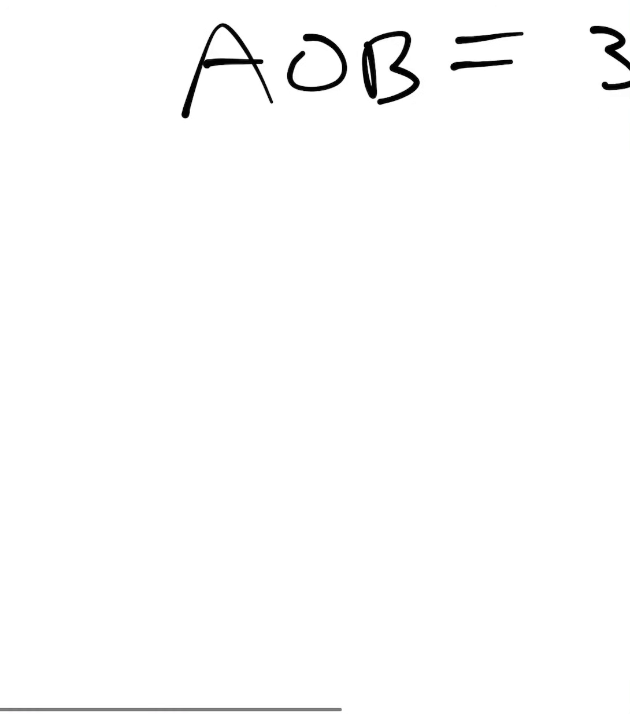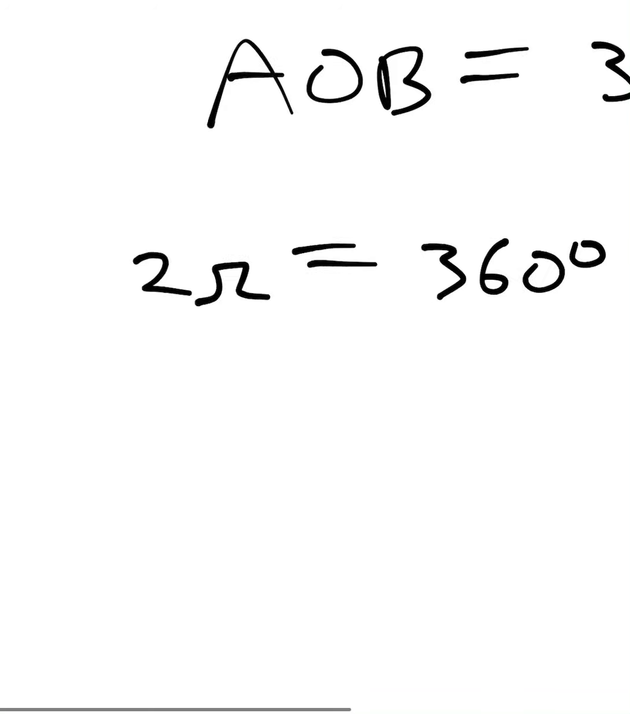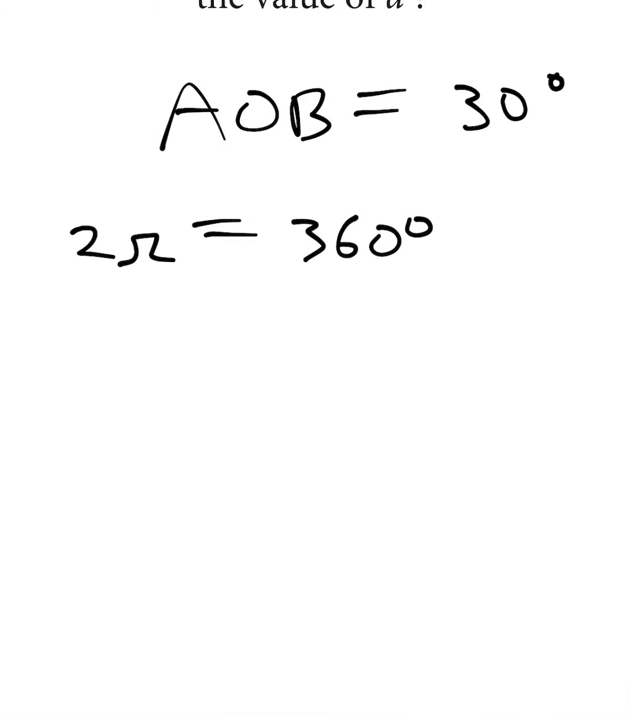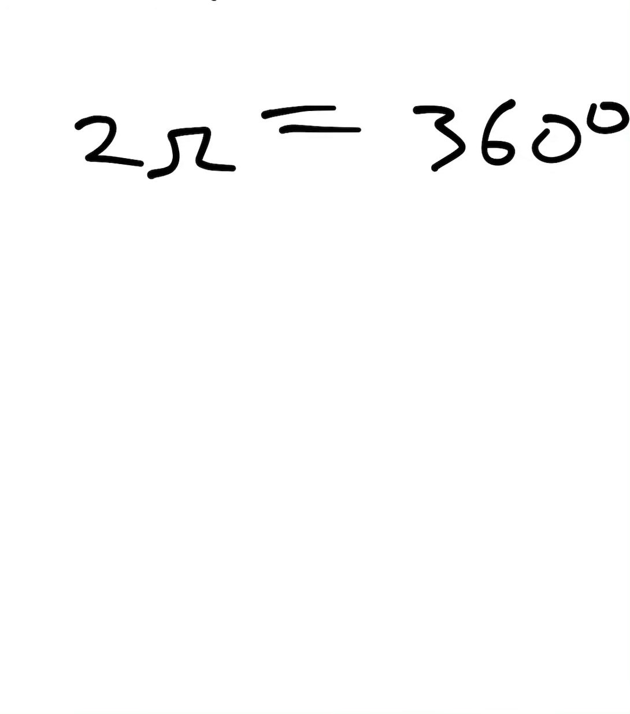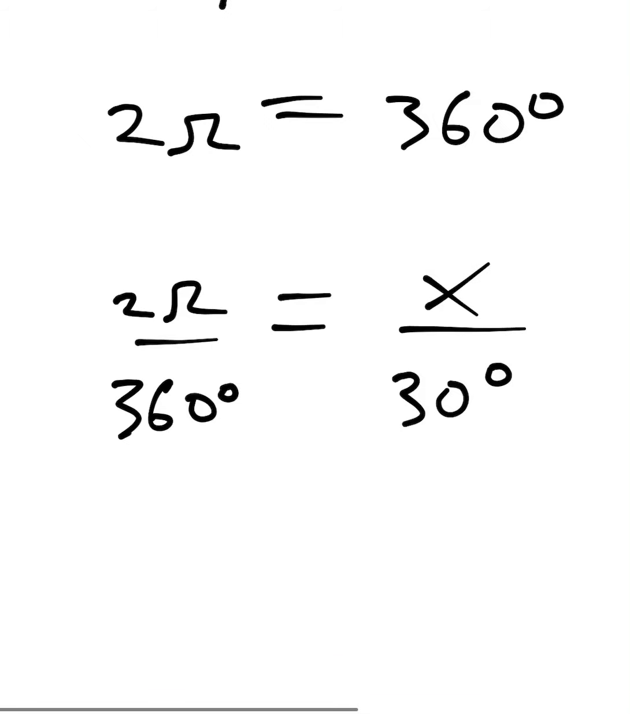So now if you know your radian conversions, you'll know that 2 pi radians is equal to 360 degrees. And if you forgot this, you can just look at the front page on the formula sheet, and this will be there. But I think this is very helpful to just know off the top of your head. So I now have 2 pi equals 360 degrees, and I know that this angle is equal to 30 degrees, so I can just set up a ratio. I have 2 pi over 360 degrees is equal to some value x, which I have to figure out, over 30 degrees, which is the angle that we found.